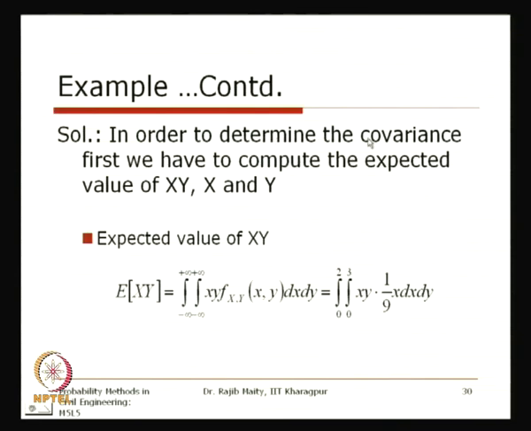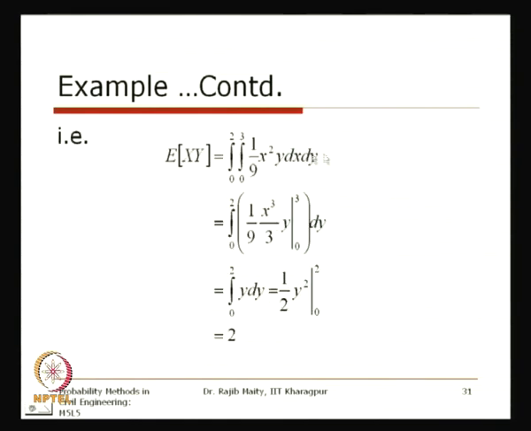In order to determine the covariance, we have to compute the expected values of XY, X and Y, all three. So, the expected value of XY is equal to the integral over the entire support, from minus infinity to plus infinity, of xy f(x,y), from 0 to 2 and from 0 to 3, xy times 1/9 x. So, this is your joint density. If we do this integration, after a few steps you can check that the expectation of XY becomes equal to 2.